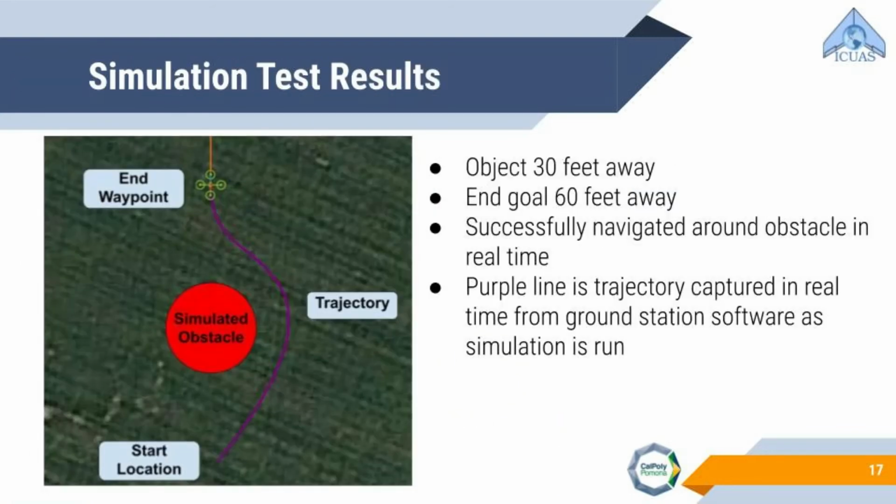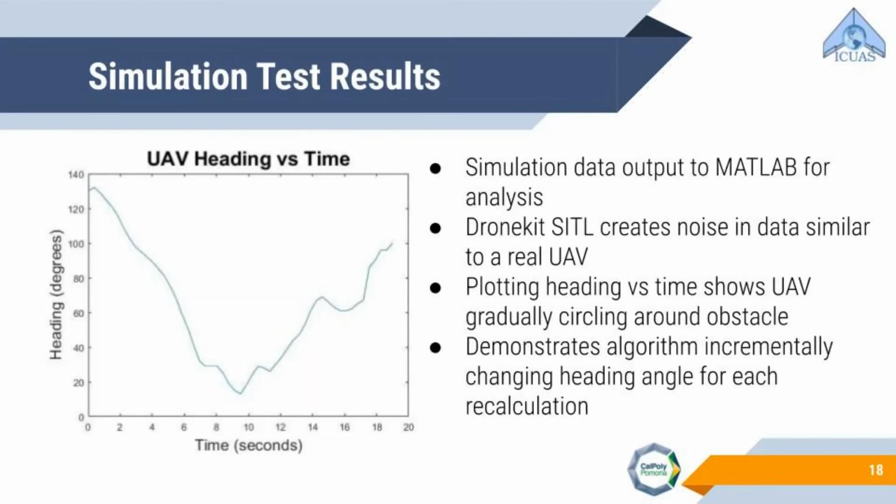The results were a success, simulating an obstacle 30 feet in front of the UAV with the end goal on the opposite side. The simulated drone was able to navigate around it to its final destination. The path that the UAV took is the purple line, which was captured by Mission Planner reading directly from the telemetry of the UAV. The simulation was in real time and the data was captured in log files just like real flight tests. These flight logs were then plugged into MATLAB and the data plotted as seen to the left.